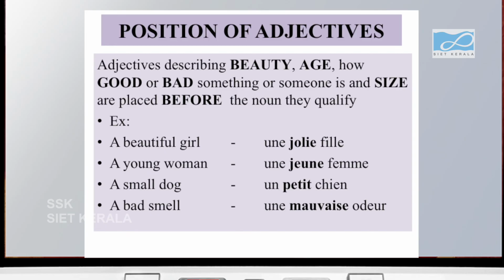A young woman. Young is jeune, so you get une jeune femme. So it's written before the noun. A small dog, un petit chien. So you're referring to the size of the object. A bad smell, so une mauvaise odeur. So adjectives of beauty, age, whether it's good or bad, and its size, all these categories of adjectives are always written before the noun.